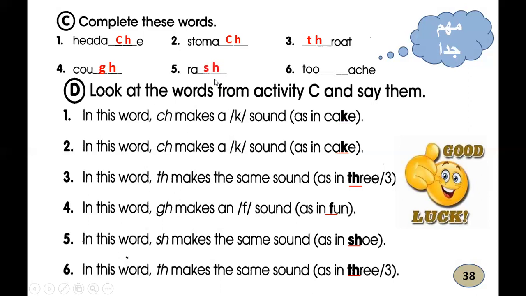5, rash. Rash, we said, is a skin rash or allergy. The missing letters are SH. Rash. Finally 6, the toothache. Toothache is a pain in the tooth. Toothache. The missing letters are TH.